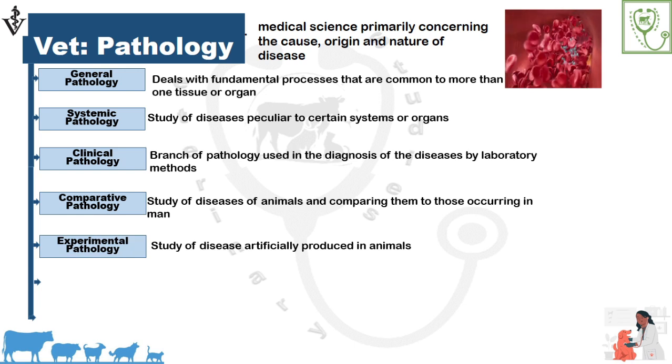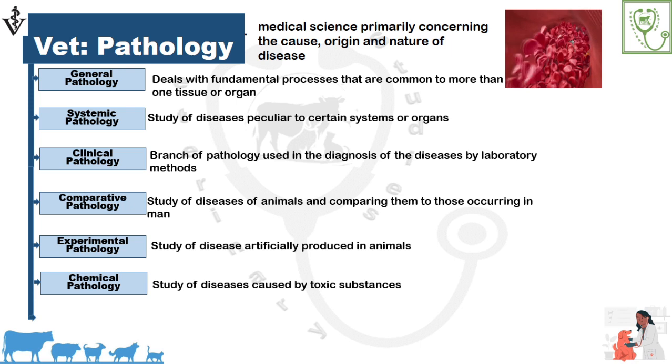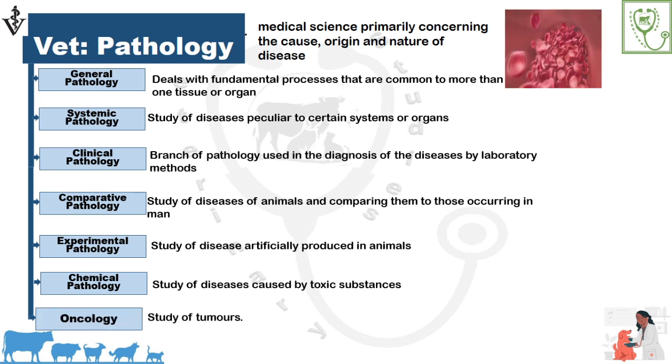Experimental pathology. It is the study of a disease which is artificially produced in animals. This type of pathology is just for research purposes. Chemical pathology. In this we study those diseases which are caused by toxic substances, such as lead, which causes lead poisoning in ruminants, etc. Oncology. In this we study tumors or cancers.